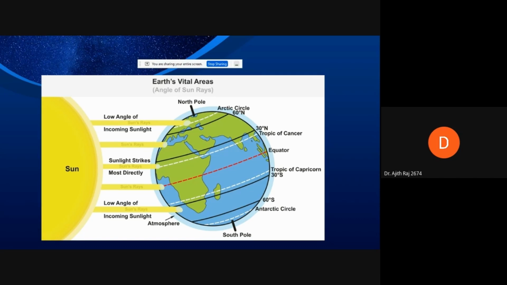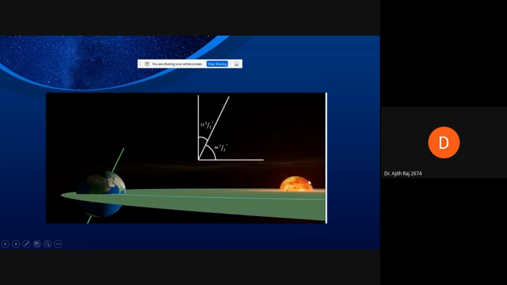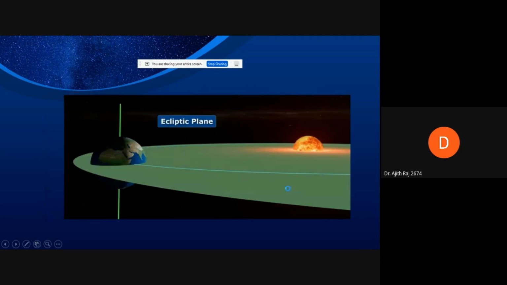So here, what we are exactly talking about is this one. Irrespective of the sun, because when you compare the sun's size with the Earth, the sun is very huge. So this plane is nothing but the revolutionary plane that the Earth makes with respect to the sun. That's what we call the ecliptic plane. You can see here.